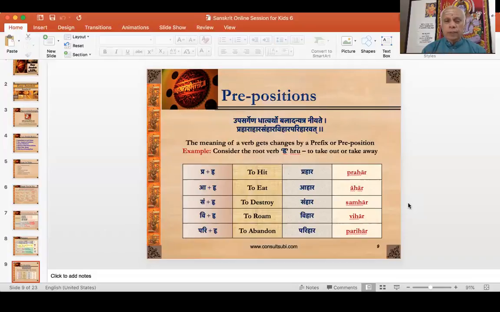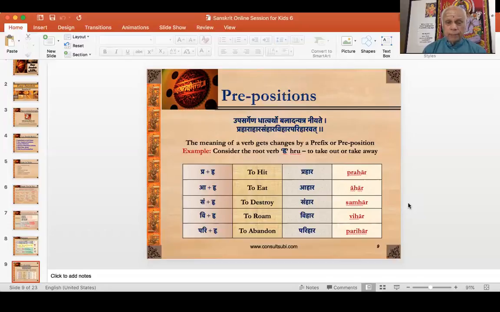If you add vi, for example, to hr, you get a preposition called vihar. Vihar really means to roam around. A place, a locality where you can move around. You know, there are localities called vihar. For example, in Delhi, you have Vasant Vihar. It is a locality. So there are many such places in India which have the name Vihar attached, which means it is a community where you can roam around.